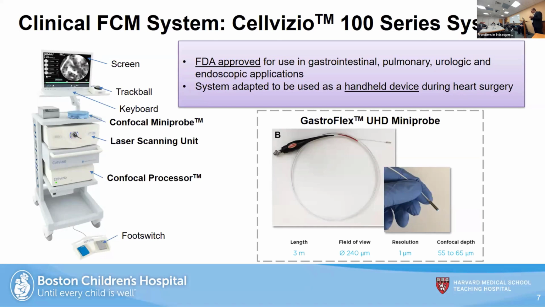We have adapted the system to use as a handheld device. We use this Gastroflex UHD mini probe. It's about 3 meters long and has a field of view of about 240 micrometers. So it's a little hard to handle, but the surgeons can do it with training. It has a spatial resolution of 1 micron and can image at a depth of 55 to 65 microns from the surface where it's touched. It consists of the monitor, basically a laser scanning unit, a confocal processor, and a foot switch.